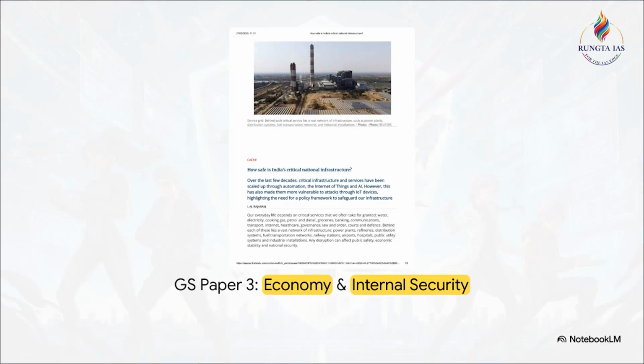Right. So take a look at this massive industrial network of power plants and refineries on your screen. Now, you might be wondering, why does this matter for your exam? Well, because this is a direct bullseye hit for your GS Paper 3 syllabus. Exactly. It sits right there at the intersection of economy and internal security. You see, any disruption here doesn't just stop a machine, it directly impacts public safety and shakes our economic stability.